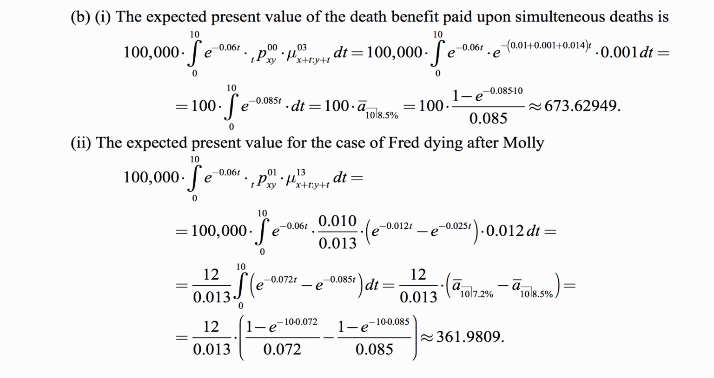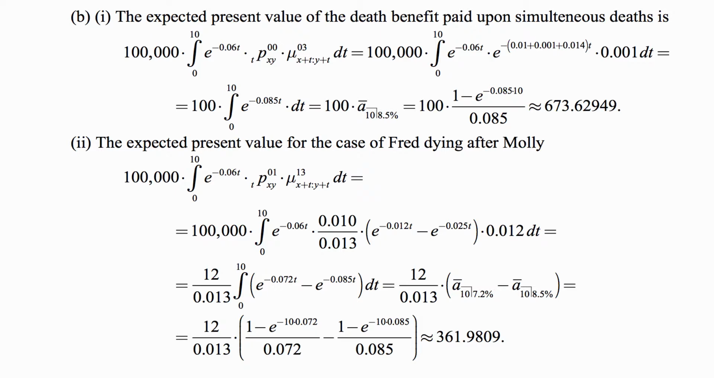For part B, the expected present value of the death benefit paid upon simultaneous deaths is 100,000, because that's the amount, times the integral from 0 to 10 of e to the minus 0.06 t, which is a discount factor for the force of interest, times the probability of remaining in state 0 for a period of time of length t, and then going from state 0 to state 3 by that force of transition, which we know to be 0.001.